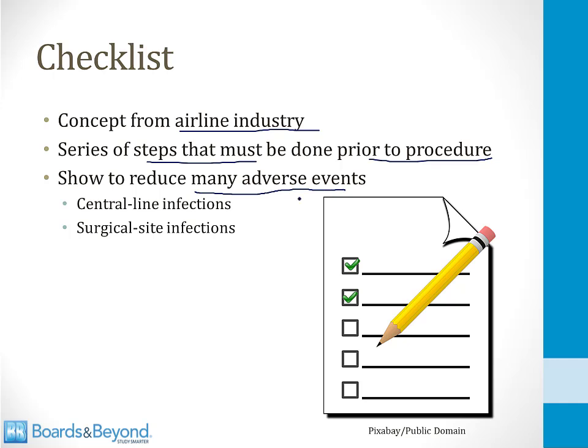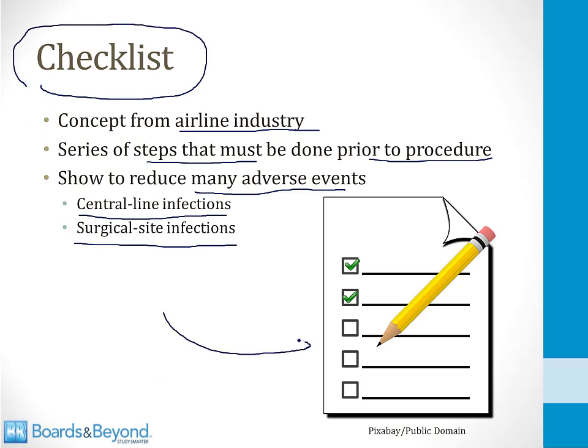Implementation of a checklist in the ICU can lower your rate of central line infections. Implementation of checklists in the OR can lower the rate of surgical site infections. So many hospitals use checklists to make sure that nobody forgets any of the key safety items before they conduct a medical or surgical procedure.